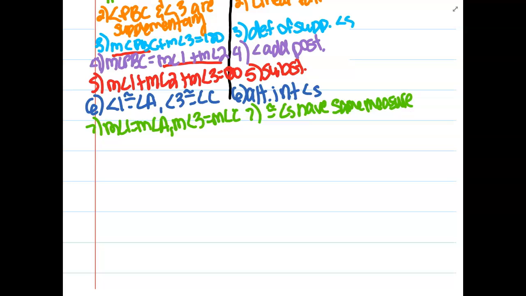Okay, we're almost there, guys. Up here, we said angle 1 plus angle 2 plus angle 3 equals 180. I'm trying to prove that angle A plus 2 plus C equals 180. But here's the thing. The measure of angle 1 equals the measure of angle A. So guess what I can do? I can say the measure of angle A plus the measure of angle 2 plus the measure of angle C equals 180. Why am I allowed to do that?